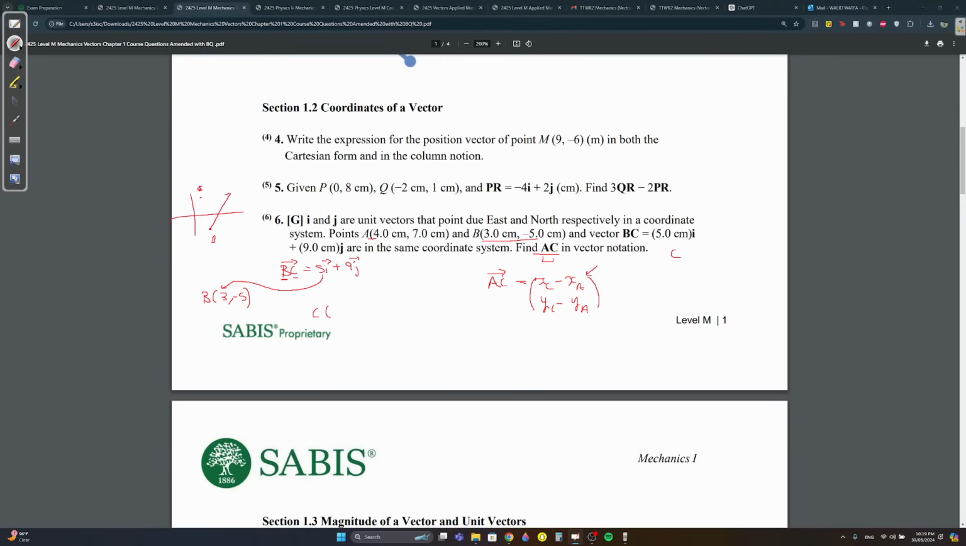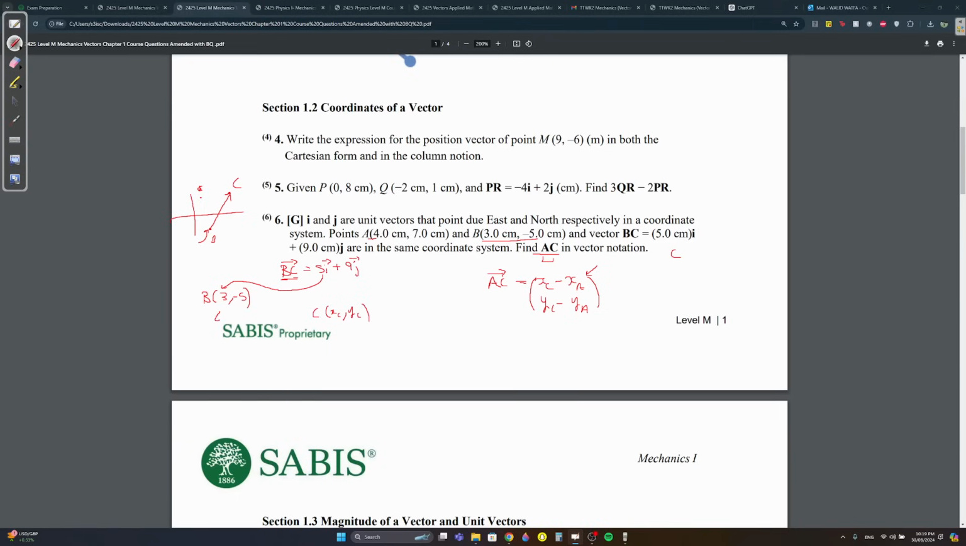So isn't this the same? This is what BC looks like, right? So don't you think if I just apply the vector to point B, I add the vector to point B, I can get to point C? Yes, because it's vector BC. So I can find what C is, x of C and y of C. I can find what it is if I just add this vector to point B.